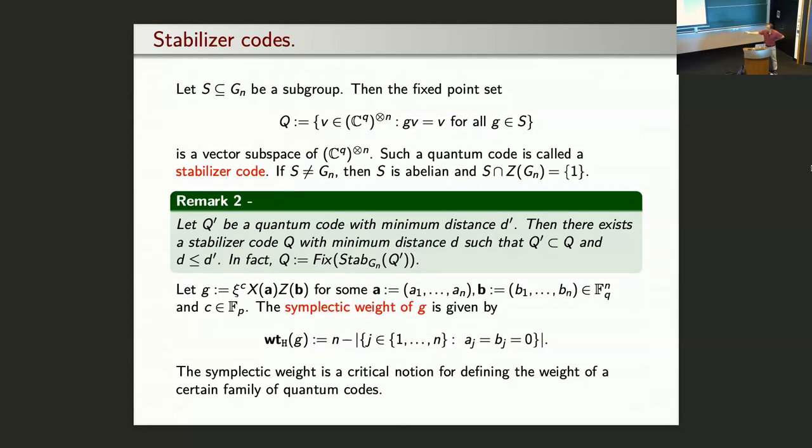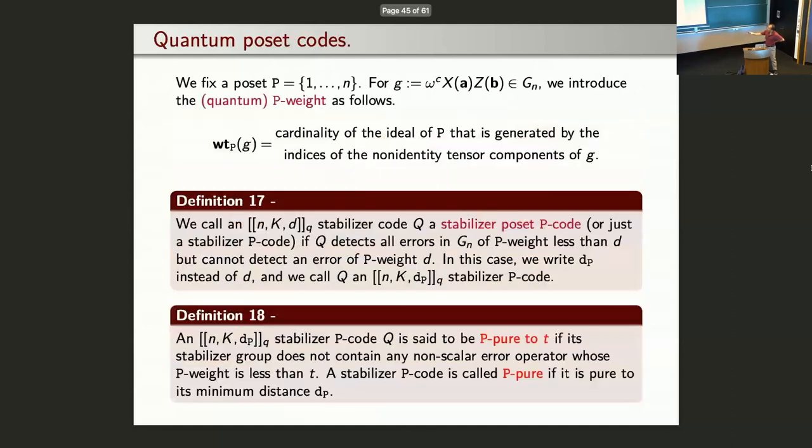Both x a_j and z b_j are zeros. Setting them to zero makes those operators identity operators. Okay, this is a symplectic weight. This is almost Hamming distance. I'm defining it in the same way. I'm taking the cardinality of the ideal that is generated by the indices of those entries where I have non-zeros in the support. So it's almost a straightforward modification of the poset metric distance.